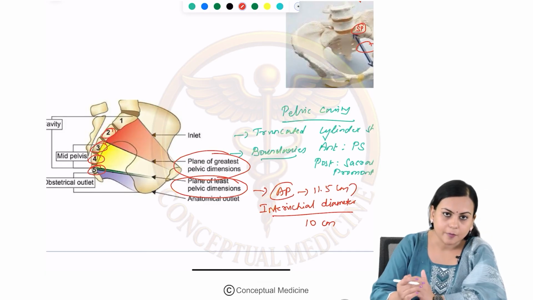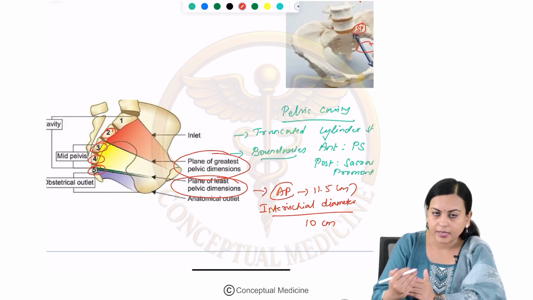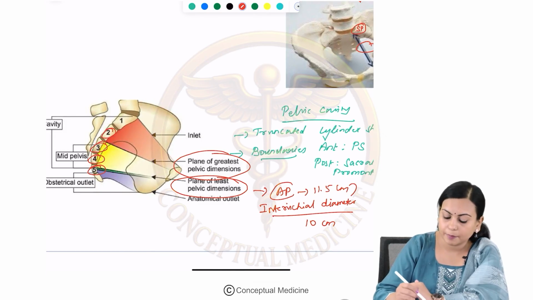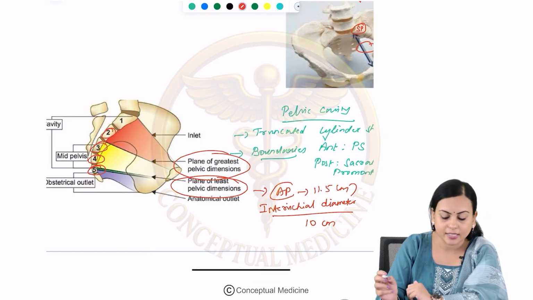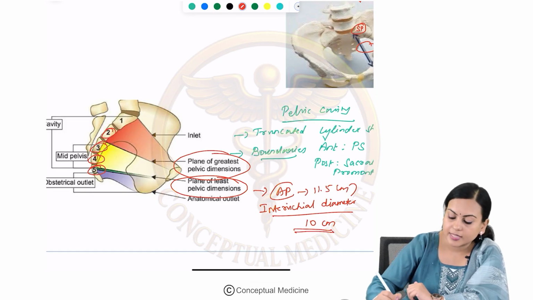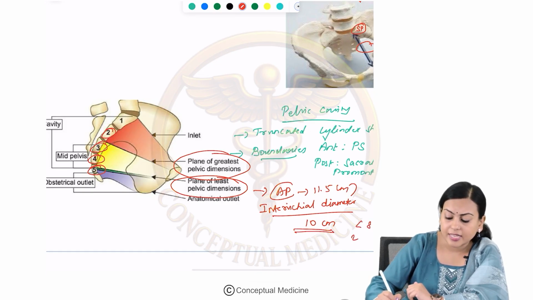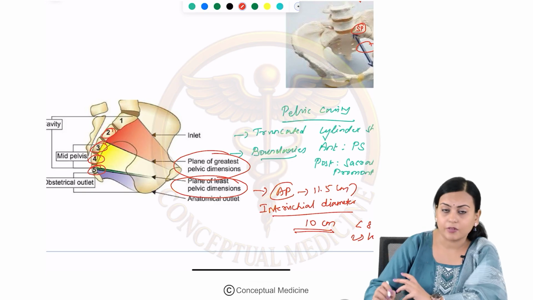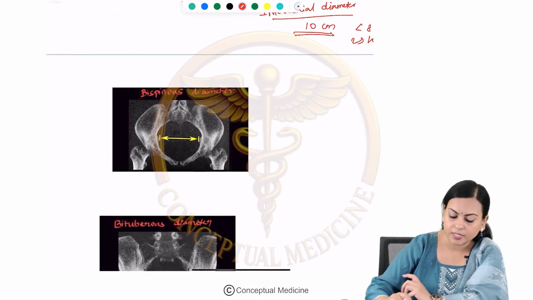Mid pelvis is nothing but the space of the cavity that is located between the plane of greatest pelvic dimensions and the least pelvic dimensions. If this interischial diameter is less than 8 centimeters, then this pelvis will be known as contracted pelvis, where there will be difficulty in normal delivery.